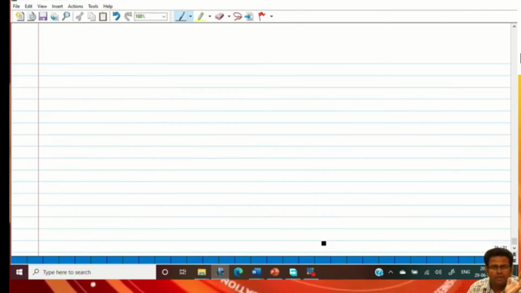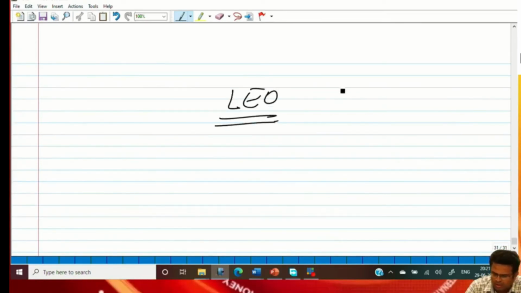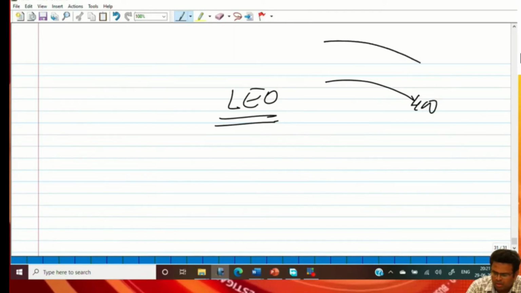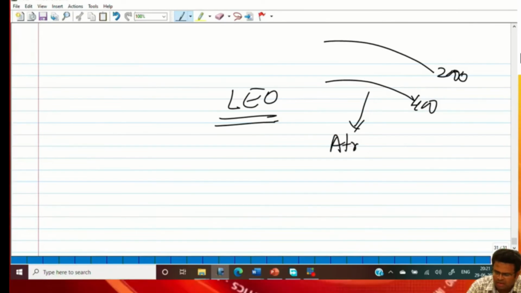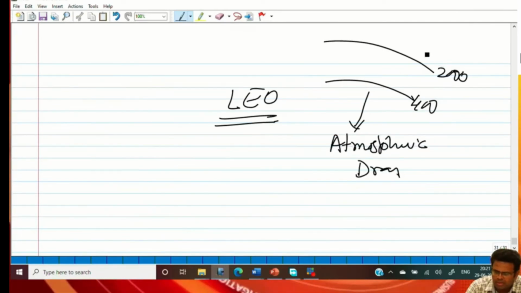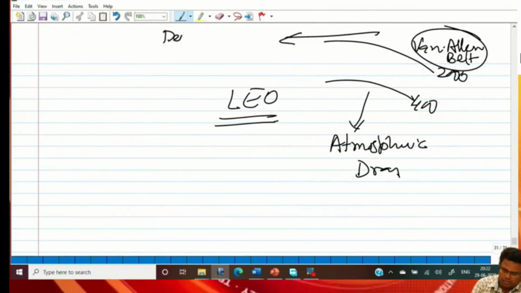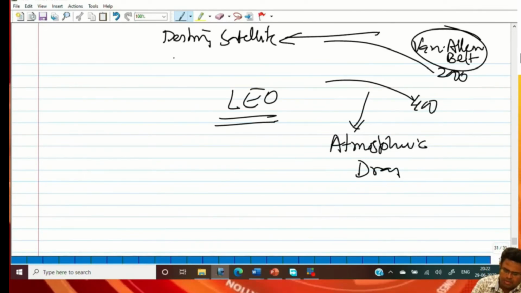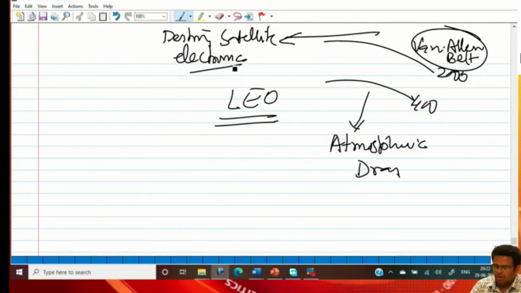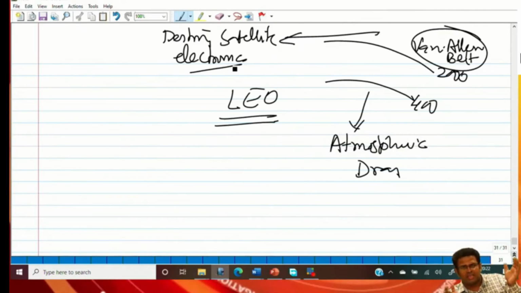It will be destroyed. Therefore LEO, low Earth orbit, is between 400 kilometers and 2000 kilometers. Because below 400 kilometers there is atmospheric drag, and above 2000 kilometers there is the Van Allen belt, because it can destroy satellite electronic equipment, and below there will be atmospheric drag. Yes, aurora borealis and aurora australis happen due to this collision in the North Pole and the South Pole.